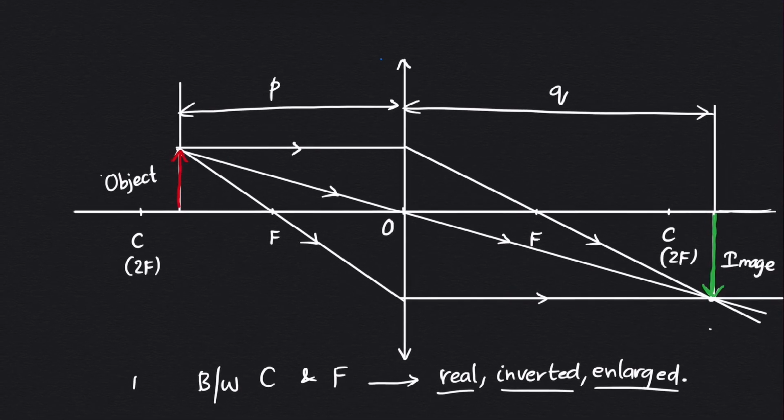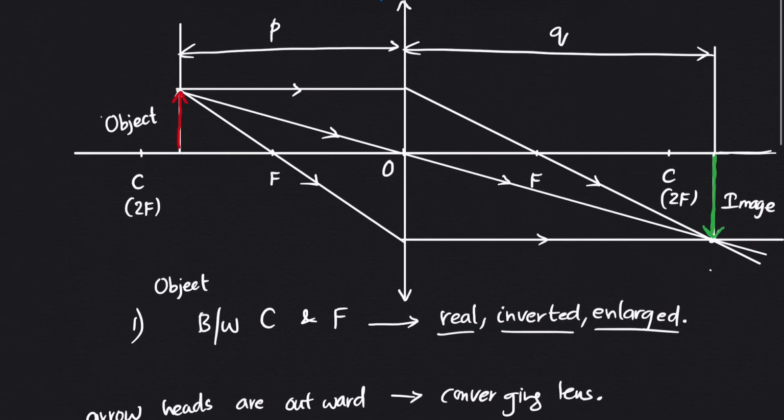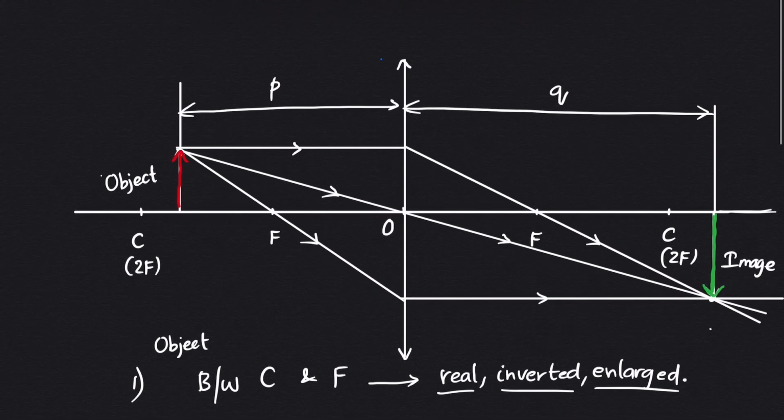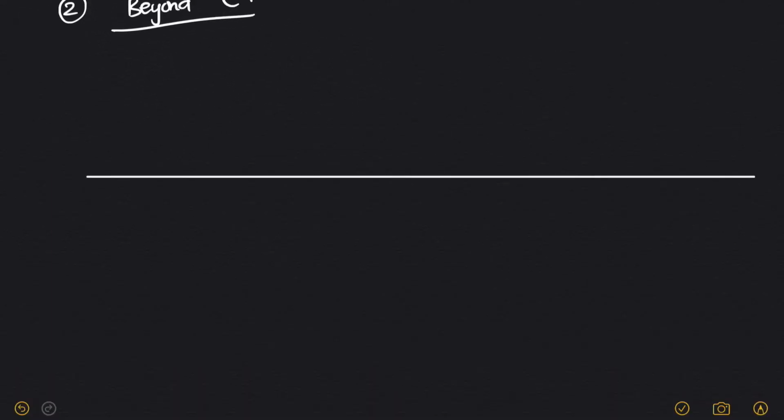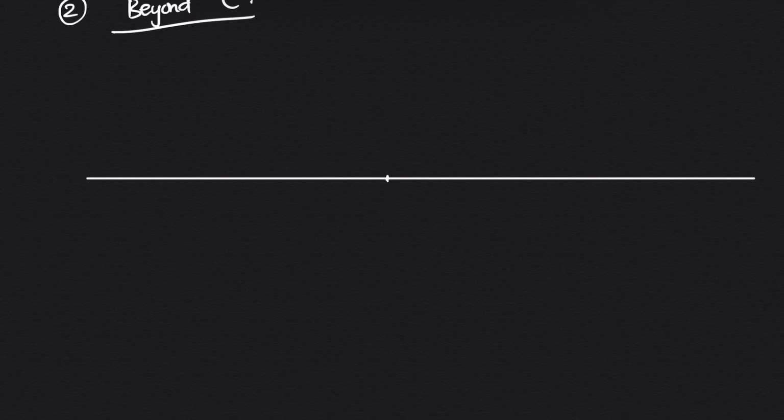So this is the first case when you have the object between the center of curvature and the focal length. Now let's draw the second lens diagram where we try to draw the object beyond the center of curvature. So second diagram is beyond the center of curvature. Again, the first rule is to draw a horizontal line and choose any center point. So at that center point, draw a vertical line.